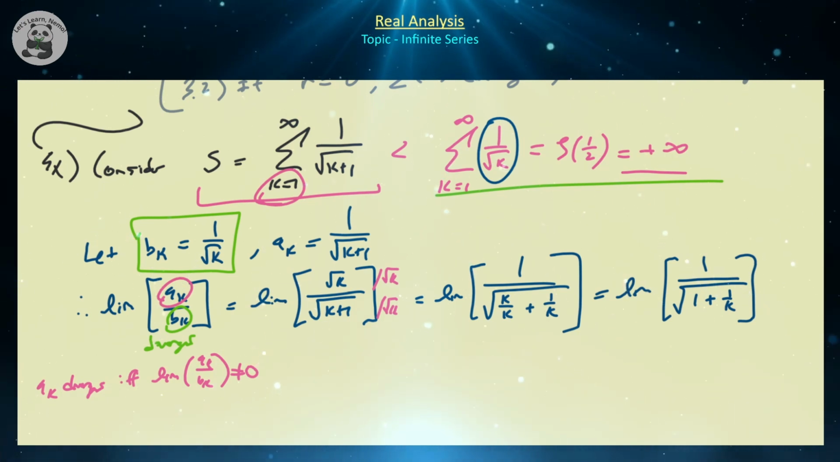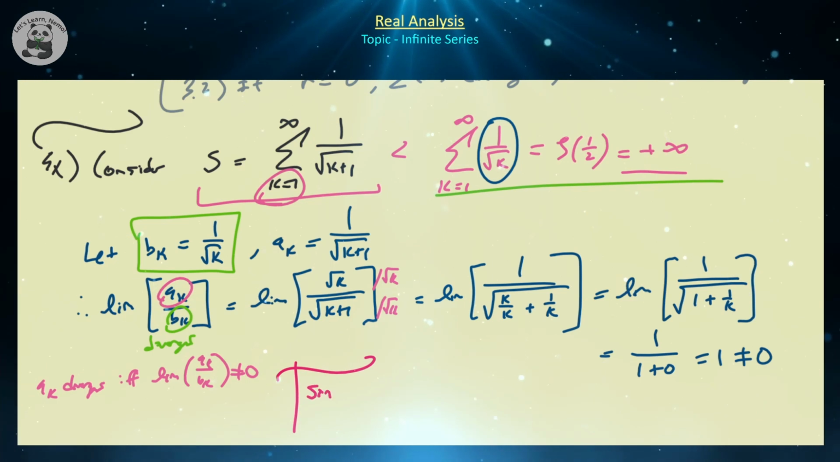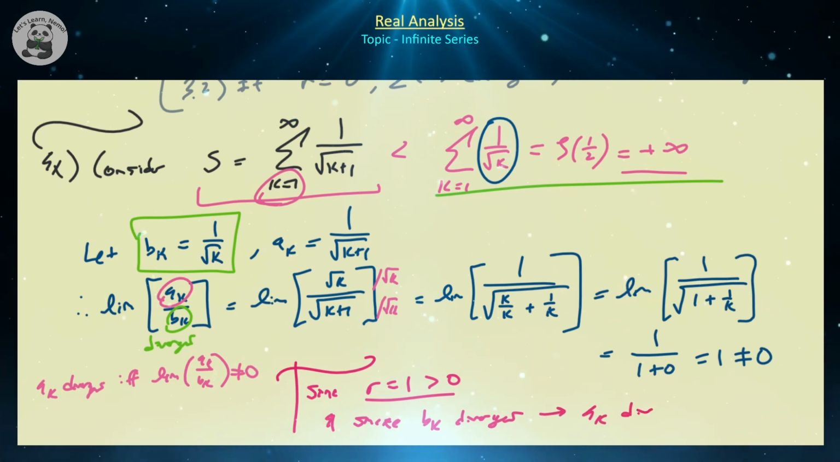So once we take the limit of this actual sequence, that's going to give us 1 over 1 plus 0, which is equal to 1, which obviously does not equal 0. So since R is equal to 1, which is greater than 0, and also since this sequence BK diverges, we have that AK also diverges. So that's how the limit comparison test works in comparison to the sequence comparison test.